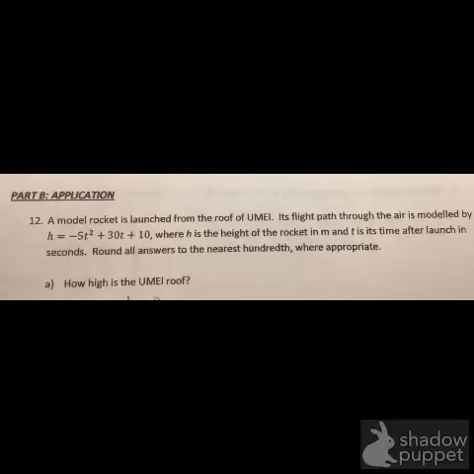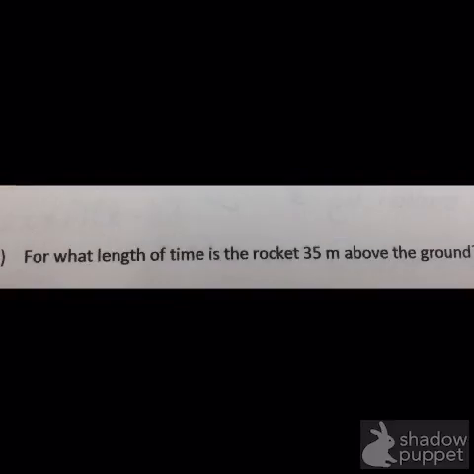Here we have a question discussing a model rocket being shot off the roof of UMEI. Its flight path through the air is modeled by this equation, and you can see that it has height in meters and t, time in seconds, as the variables. The question we're trying to solve is, for what length of time is this rocket 35 meters above the ground?